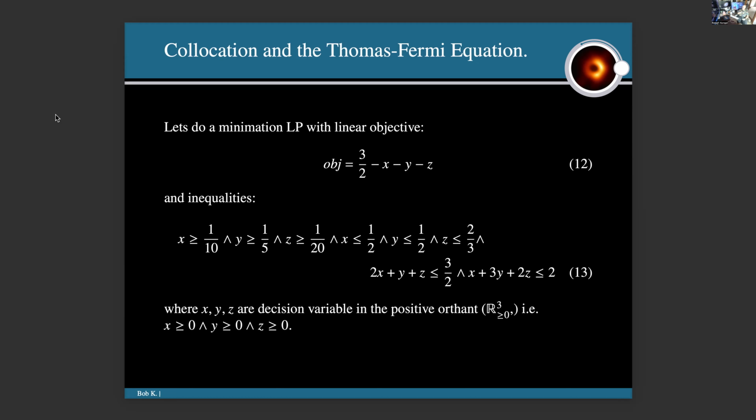So, there we have 1, 2, 3, 4, 5, 6, 7, 8 inequalities in 3 decision variables, x, y, and z. So it's a 3-dimensional space, R3. And our x, y, and z are in the positive orthant of that. So that's the problem we're going to take a look at.